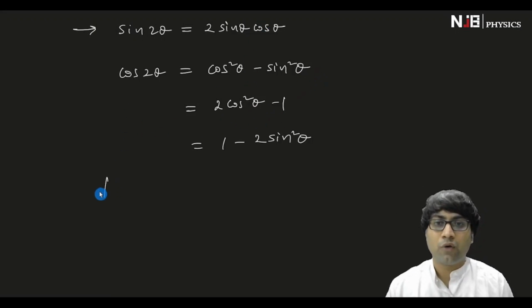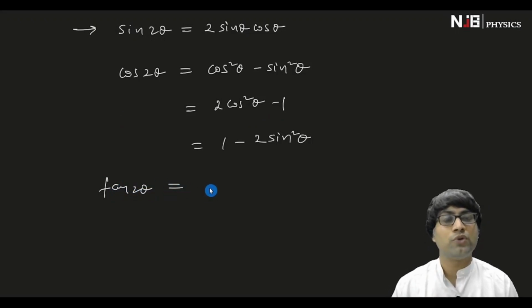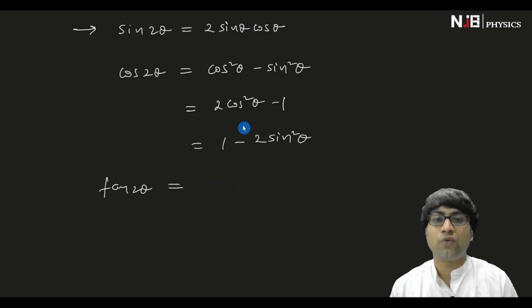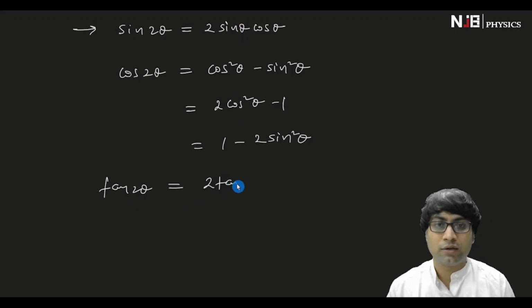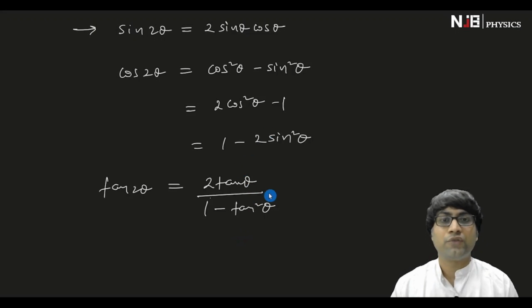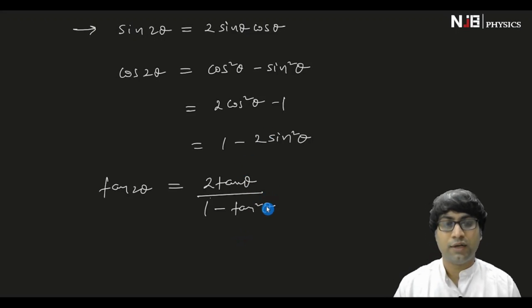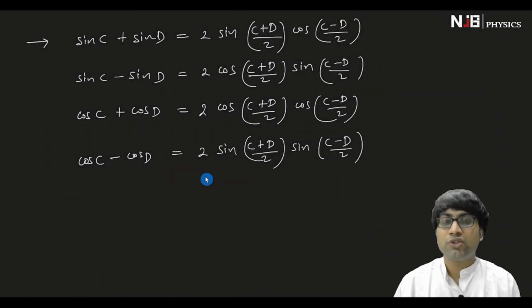Similarly, we can talk about tan of 2 theta. In fact, in the previous identity, you can put A equal to theta, B equal to theta, then you are going to derive all these relations. So tan 2 theta is going to become 2 tan theta divided by 1 minus tan square theta. So this is the third set of trigonometric identities. Let us now talk about the fourth set of trigonometric identities. So this is the last set of trigonometric identities which we may require.